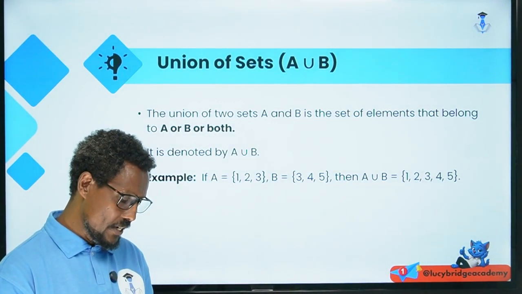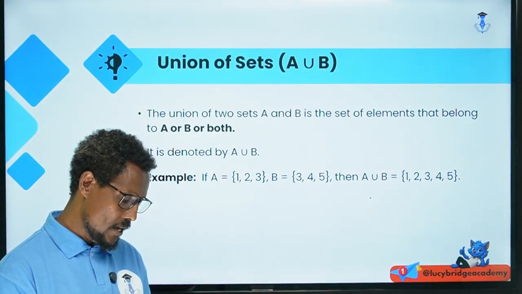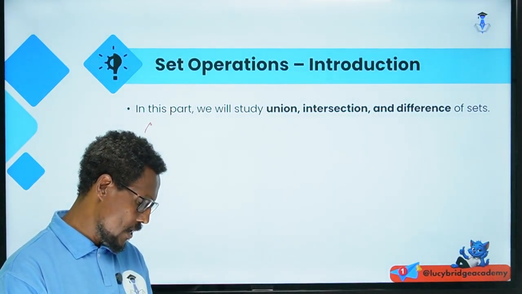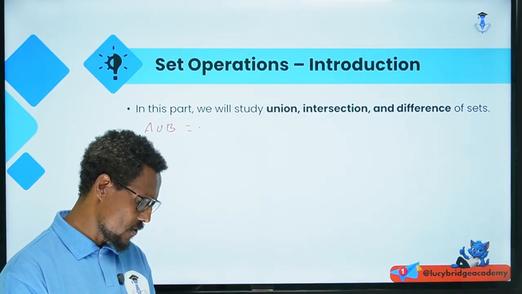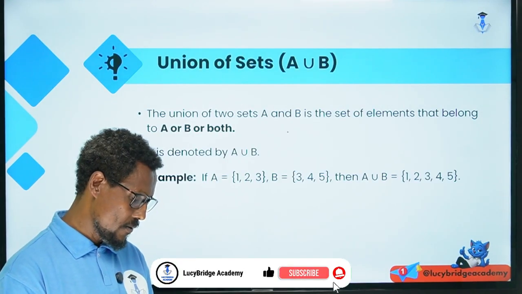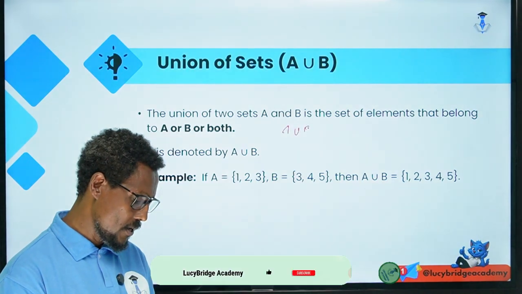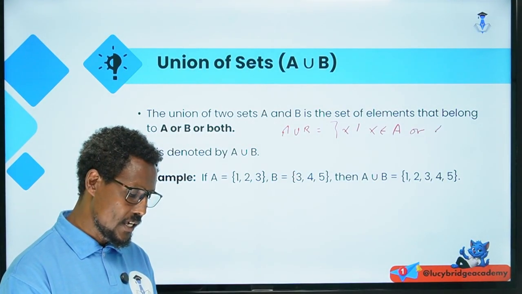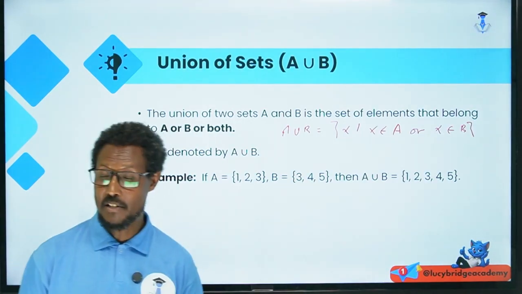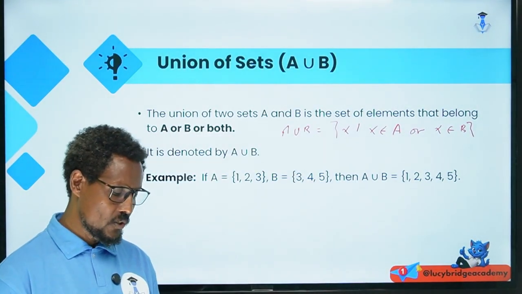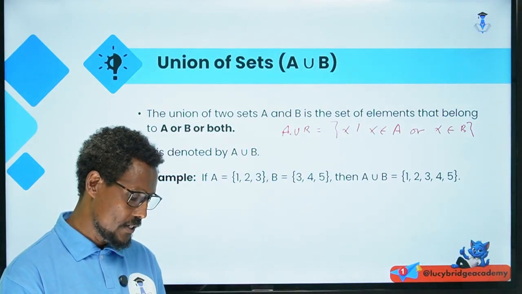A union B means we can define it like this. A union B is equal to the set of X such that X is an element of A or X is an element of B. Okay, X is either in A or in B. This is the union of two sets, and it is denoted by A union B, right?